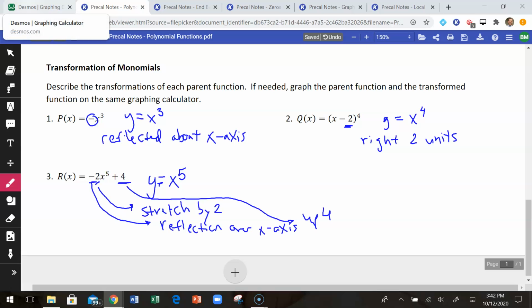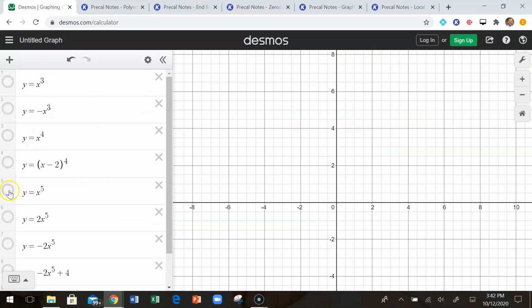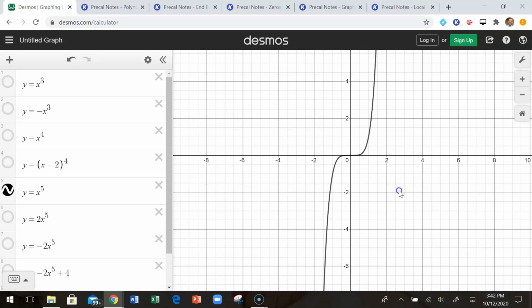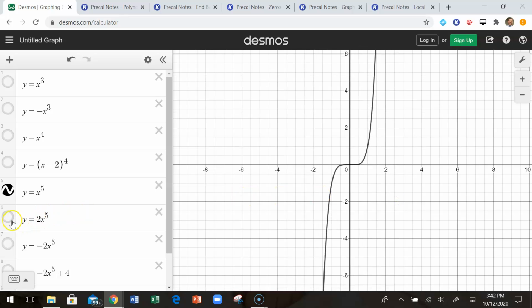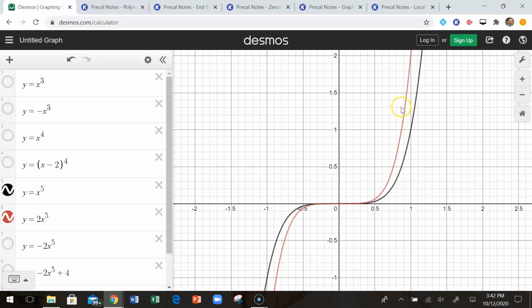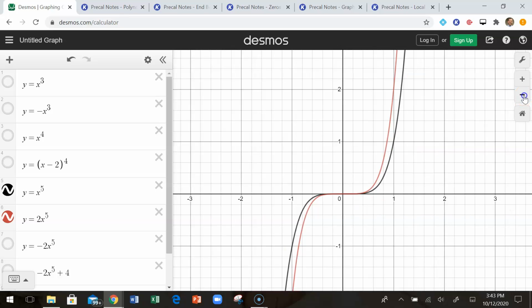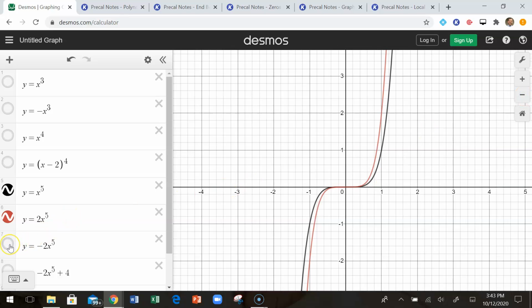So I'm going to show you that step by step so you can follow that. If we just graph the parent function, y equals x to the fifth, which looks like that. If I then apply the stretch of a factor of 2, notice what happens is, it's very subtle here, but if we zoom in you can see it a little bit better. It's a very subtle vertical stretch. It's taking our y values and doubling them, essentially. So it's stretching it out vertically. And then we apply the negative to that, which would reflect that about the x-axis. So that red graph turns into the blue graph at this point.